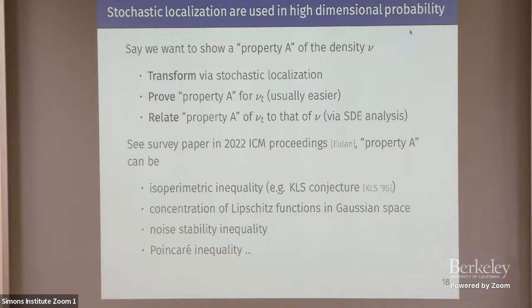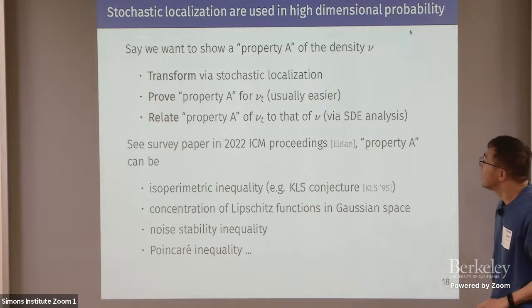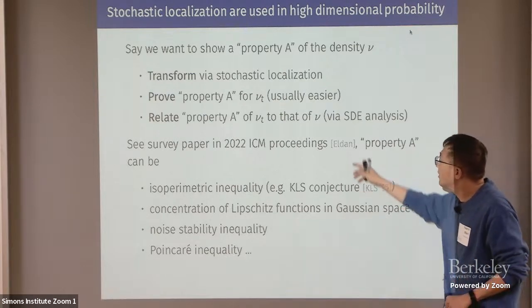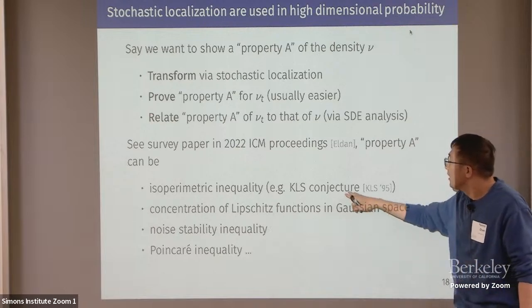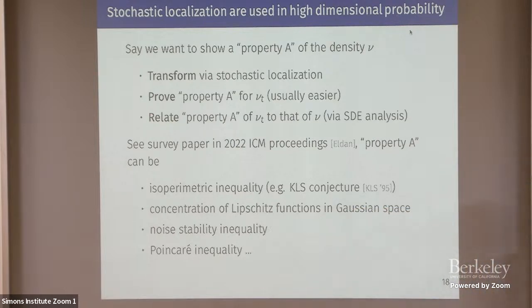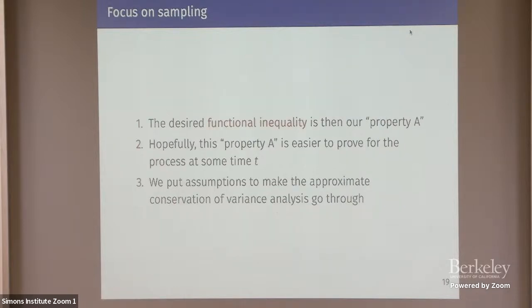I'm not going to talk about this in detail, but you can take a look at this survey paper by Eldan in the ICM proceedings 2022. This property A can be a lot of things. It can be an isoperimetric inequality, related to the KLS conjecture, the concentration of Lipschitz functions in Gaussian space, noise stability, or Poincaré inequalities. People try to use these stochastic localization proofs to prove such a property A.